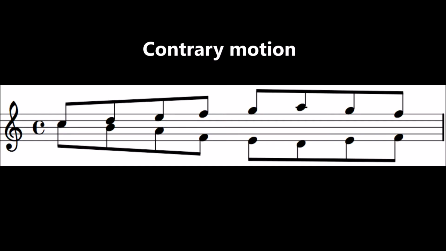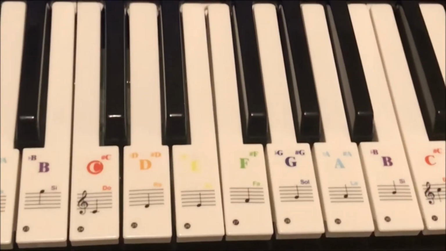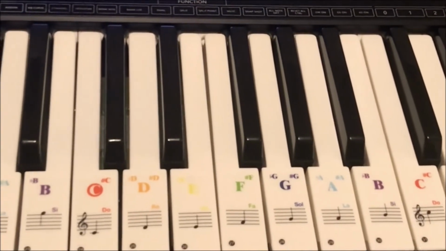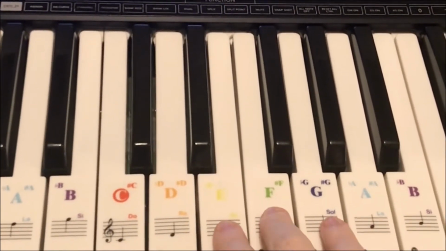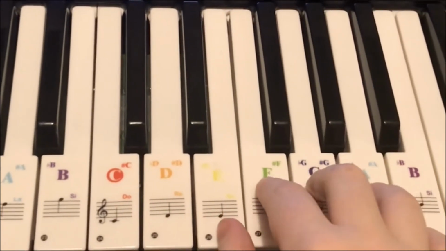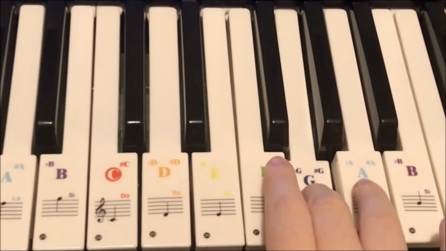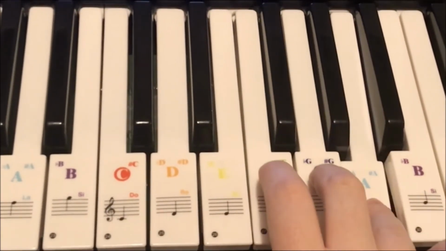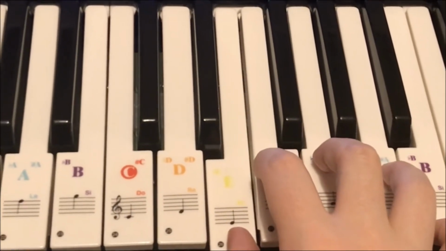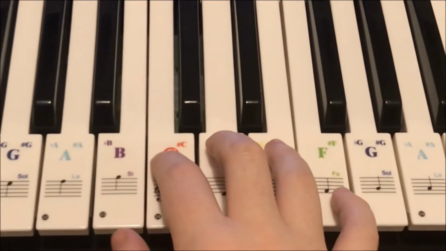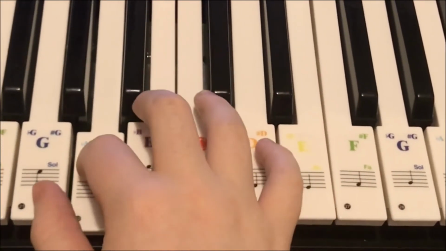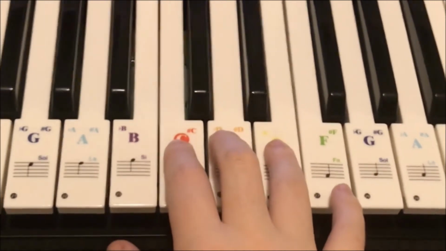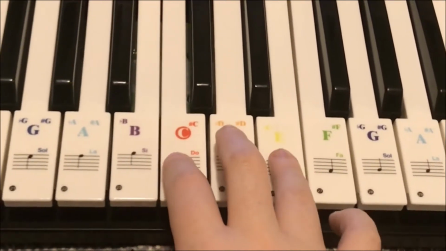Here's an example of contrary motion, when the notes in both parts move away from each other. The next thing that we're going to look at is called contrary motion. Now what do I mean by contrary motion? Well, we'll start with the E here. So E is going to move up and back down again. Now C is here too. And this would be what's known as contrary motion when we have the E and the C.